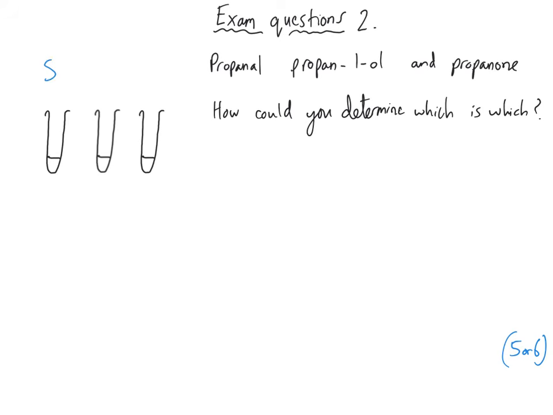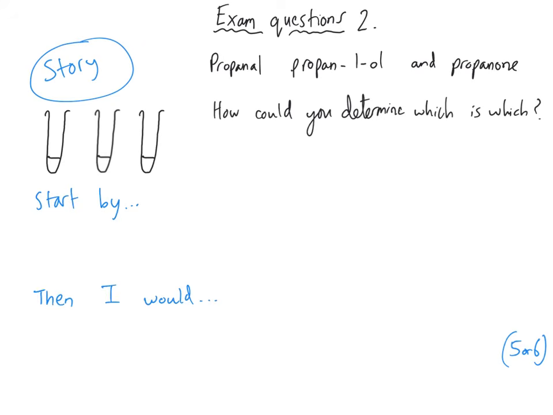My big piece of advice here is to consider this as if you were telling a story. And so you would need to say, I would start by, and describe what you would do. And then you would say, and then I would. And having this structure really helps you make sure you don't miss anything out. So the first thing that you need to recognise is that you have got distinctive functional groups. So for instance, we've got an aldehyde. We know that aldehydes will give a silver mirror with Tollens.